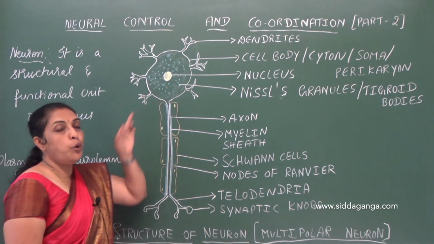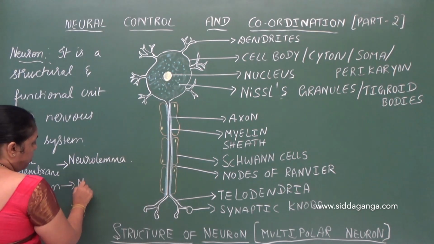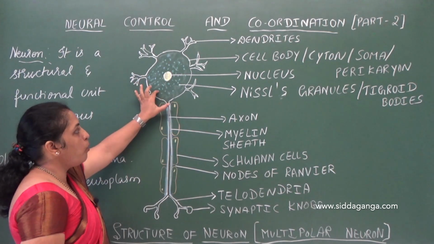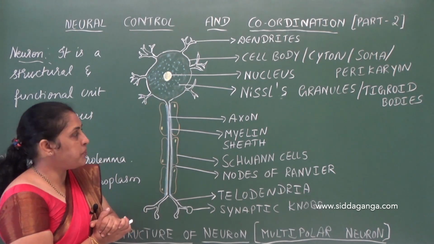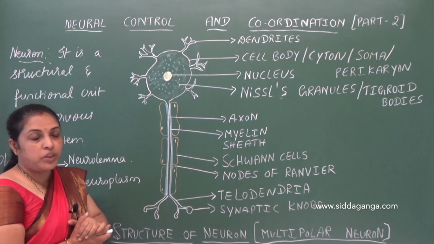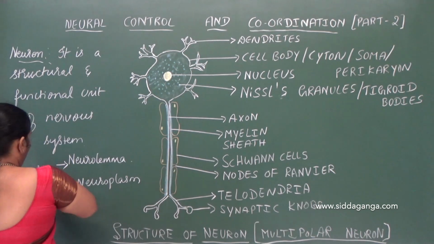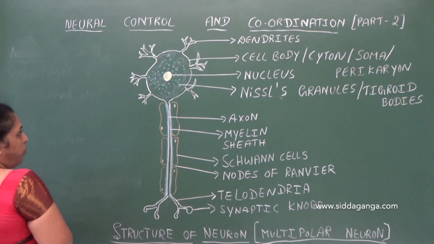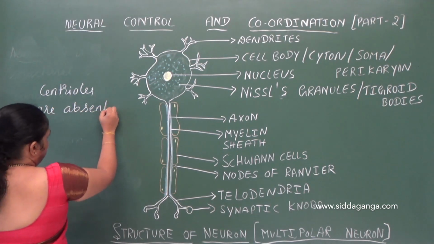The cytoplasm of the cell body is called neuroplasm. Inside this neuroplasm, we see Nissl's granules and a single, centrally situated nucleus. Arising from this cell body, we see branches called dendrites and axon. The cell body contains all cellular organelles except centrioles. That you have to keep in mind for your competitive exams. Centrioles are absent in the cell body.